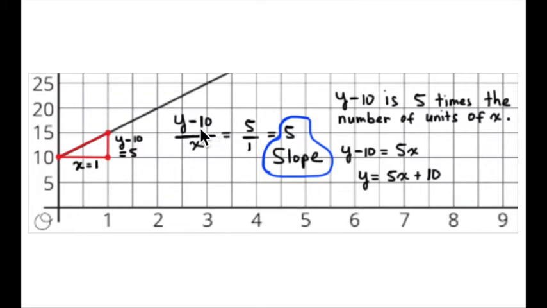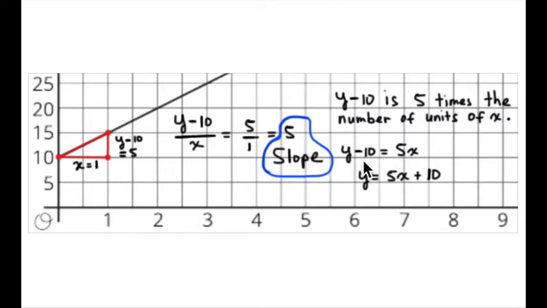Well, what that tells you is that y minus 10, the number of units in the vertical direction, is 5 times greater than the number of units in the horizontal direction, than x. So y minus 10 is 5 times the number of units of x, or 5 times greater than x. So y minus 10 is equal to 5 times x, or 5x. Well, if you subtract this 10 units here, you have to add those 10 units back. So y is equal to 5x plus 10.